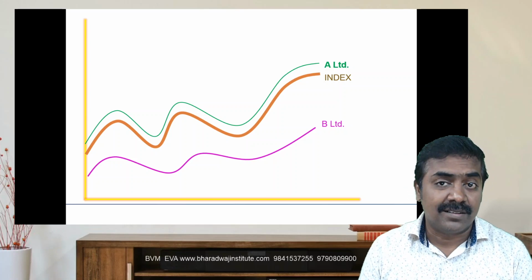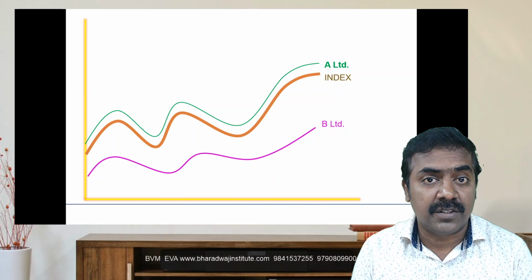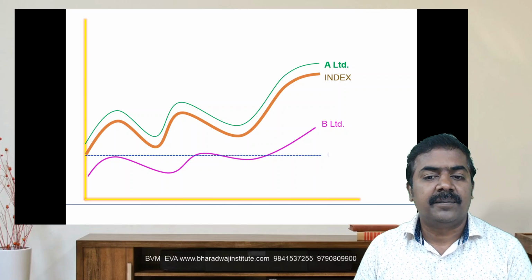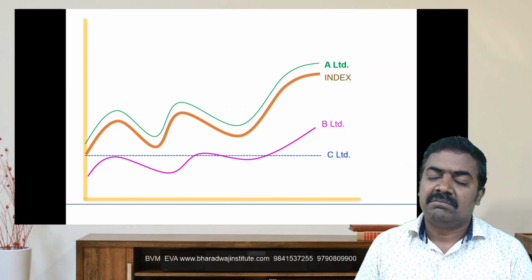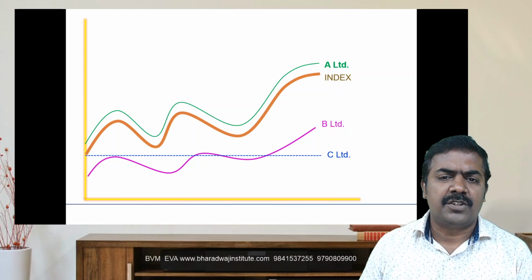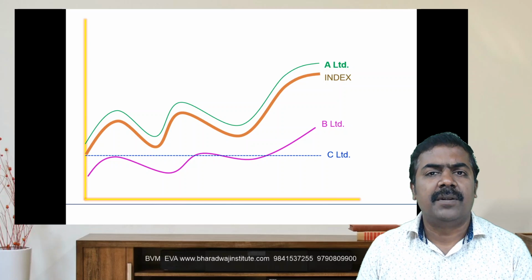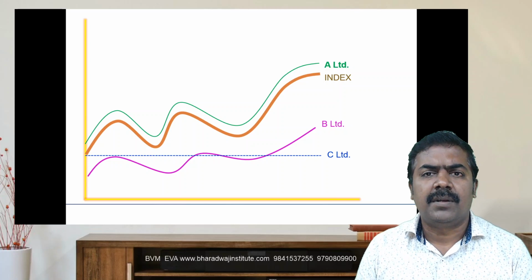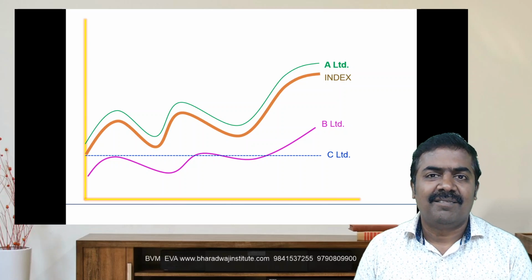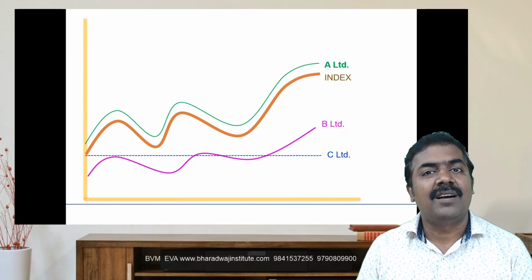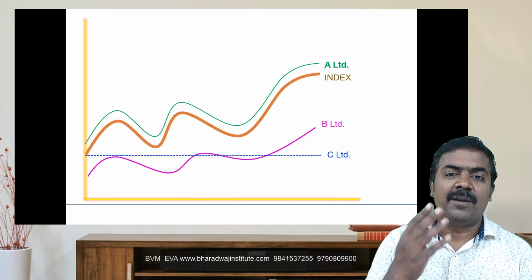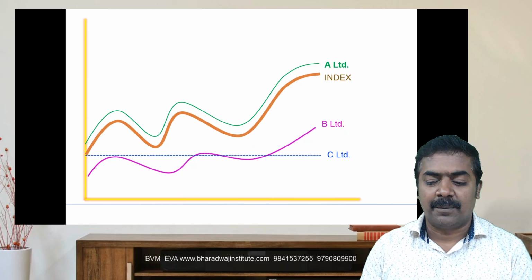B Limited will be less risky, with lesser volatility and fewer fluctuations. And there is a company called C Limited, and this company does not move at all; it is stable. Whether the share price goes up or comes down, C Limited's price is stable, flat, no risk. It's like a government security. Will a government security give you more return when the market increases? No. Will it reduce return when the market reduces? No. So C Limited is like a zero risk company.